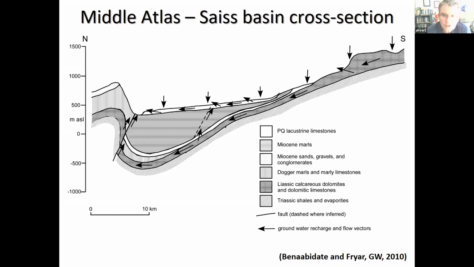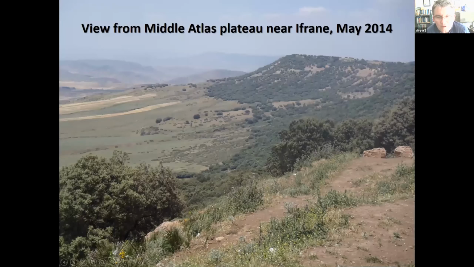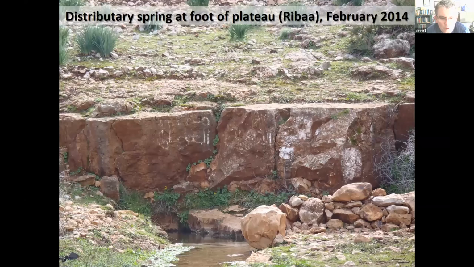And this is the cross-section I alluded to, south to north, and we're going to focus on the upper right, on the plateau and at the foot of the plateau. And the lithology here is Liassic calcareous dolomites and dolomitic limestones. This is a view from the Middle Atlas Plateau near Afrin in July of 2014. And this is a photograph of one of the spring orifices in the spring complex at Riba at the foot of the plateau.